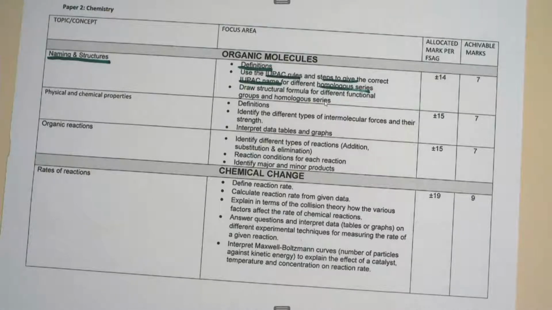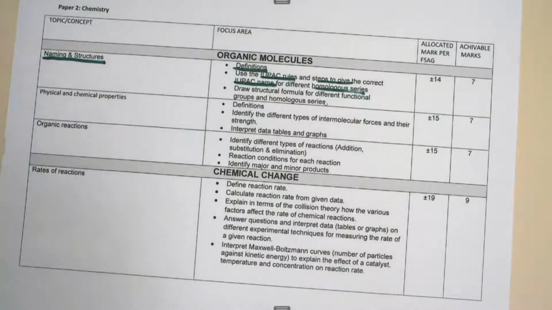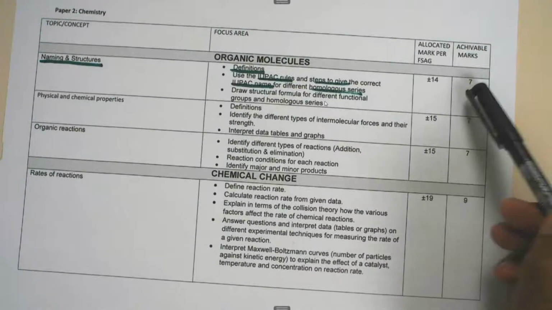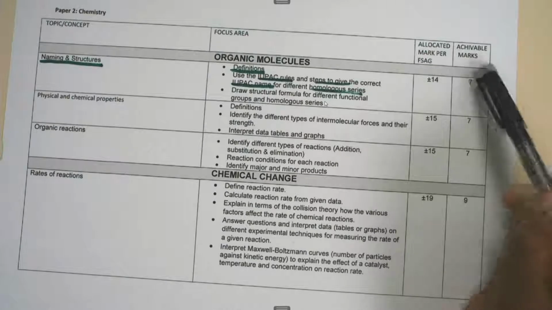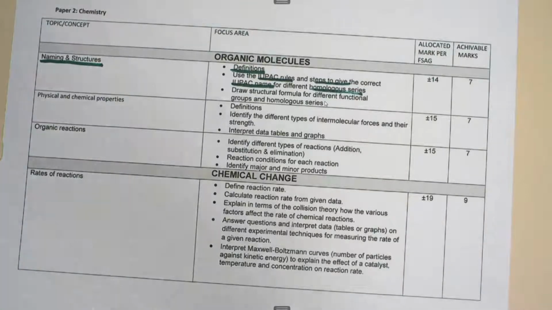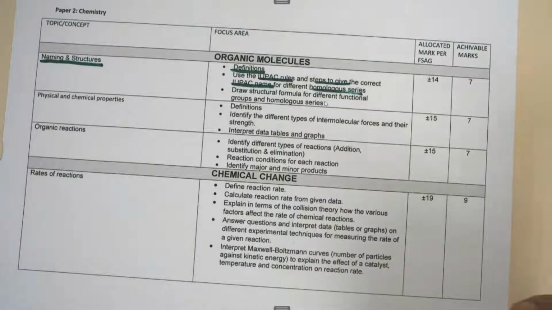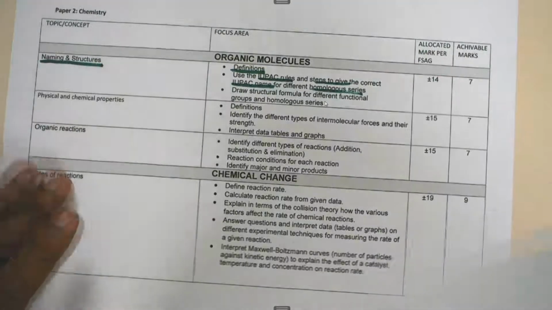So when you look at this, it will be plus minus 14 marks depending on what is asked, but somehow the minimum achievable marks will be around 7. So for me to get that, it means I need to be able to know my definitions, apply the rules of giving the IUPAC name, draw structures, as well as be able to identify different homologous series.